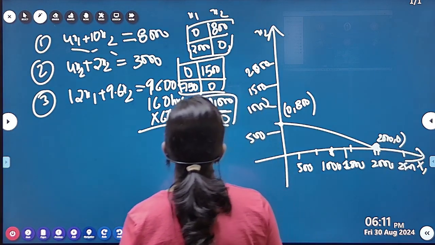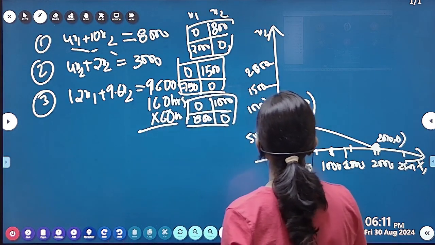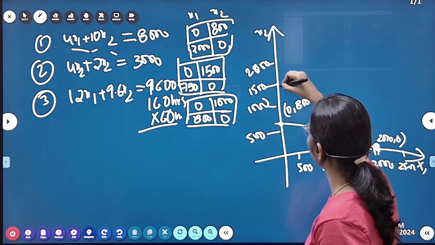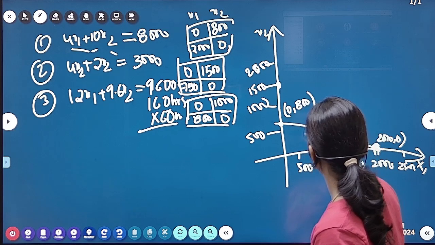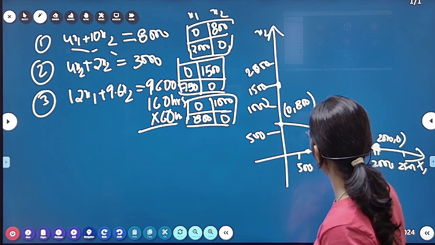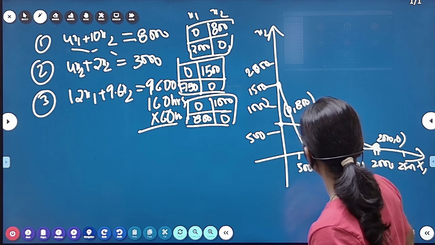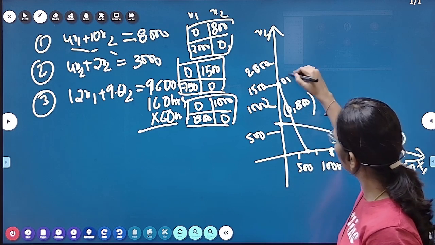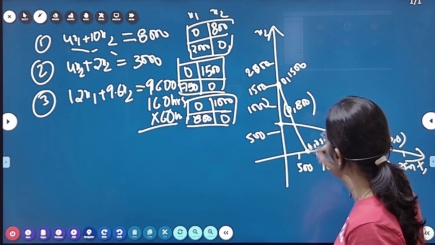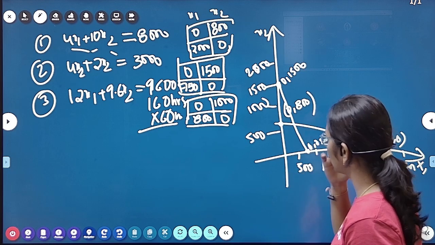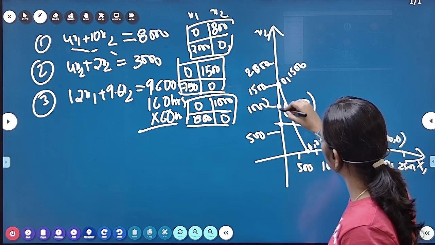Next, third one, tell me, 1500. Next 750, right? 750 in the middle. So like this, 0 comma 1500, and this is 0 comma 750 points. Next, 0 comma 1000.